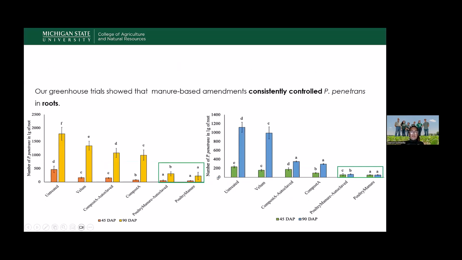We also did experiments in the greenhouse trials in roots, and again we found similar results, that the autoclaved versus not autoclaved were not much different, but they were significantly different from untreated control. So mainly it's not biological. Most of the effect is chemical, based on things like butyric acid, acetic acid, etc.